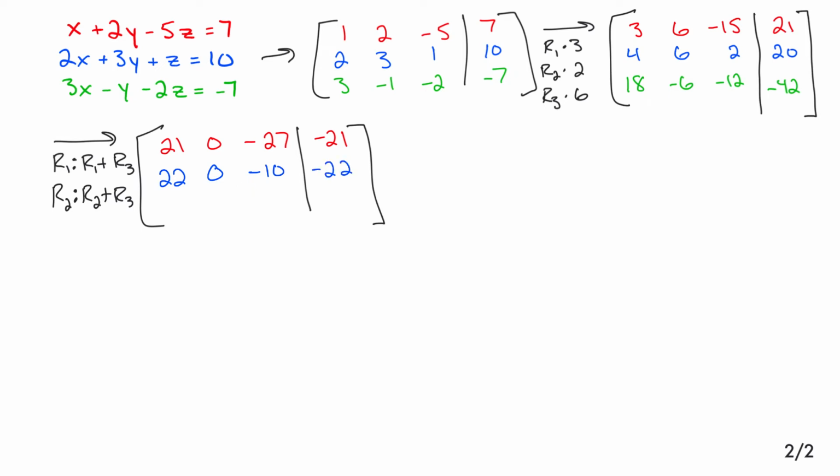Now the third row, I'm not going to touch at all. I already got my zeros that are stacked on top of each other. The green row I'm going to leave alone. In fact, I'm not going to touch it for most of the rest of the equation.